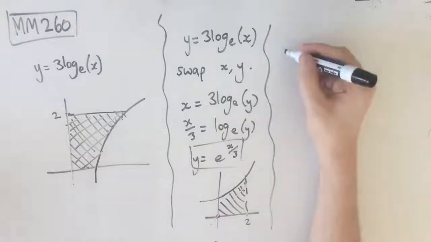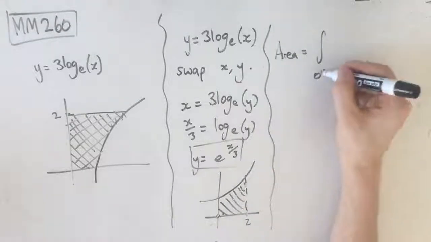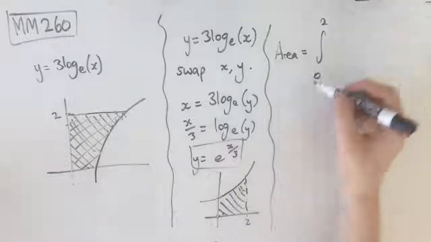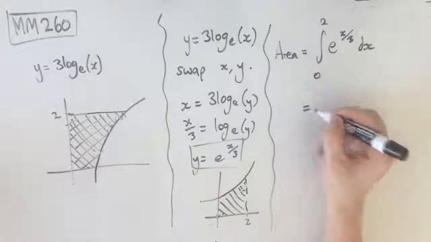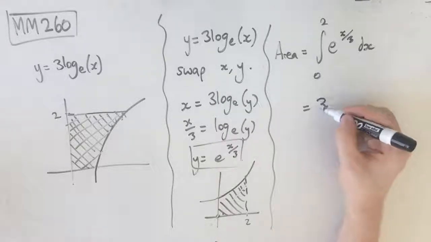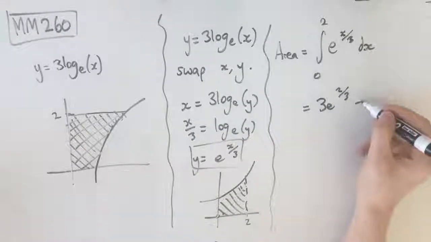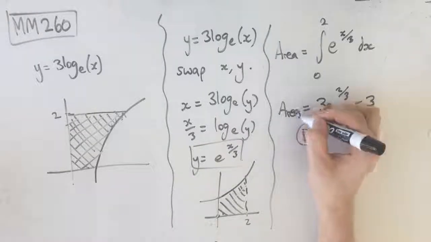So at this point, we know that our area is equal to the integral from 0 to 2 of f of x, or in this case, e to the power of x on 3 dx. Plugging this straight into our calculator, we actually get an area of 3e to the power of 2 over 3 minus 3, which is our answer D. So D is our final answer in this question, guys.